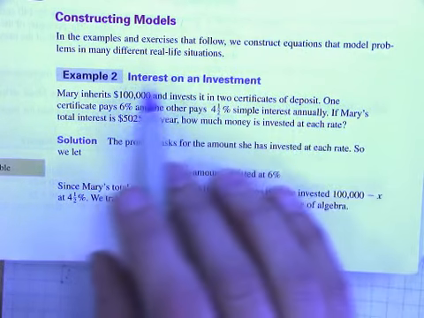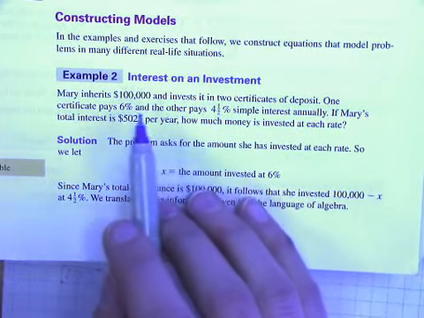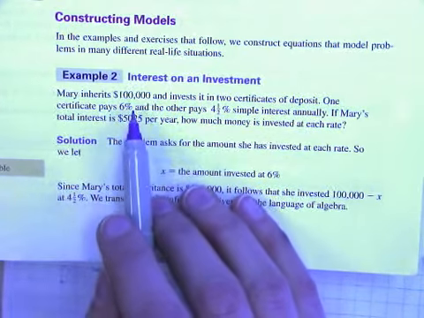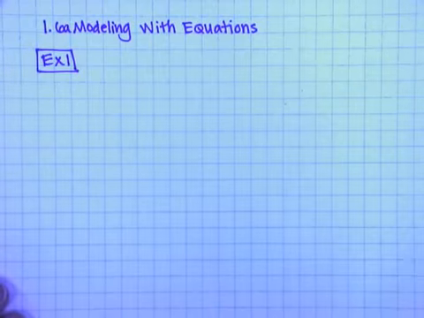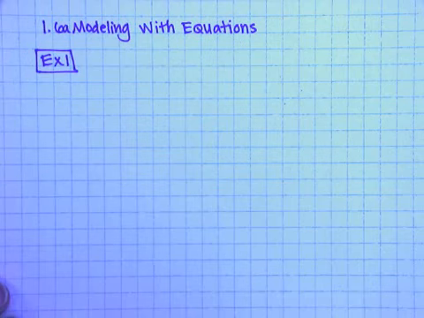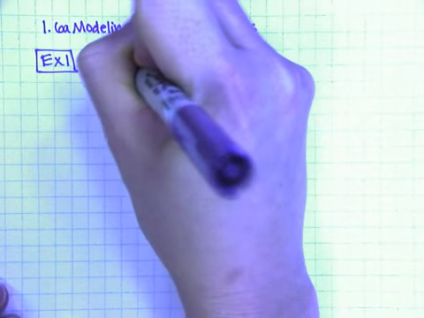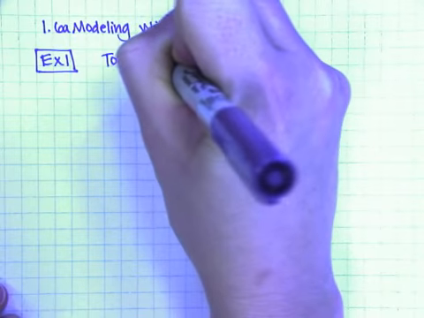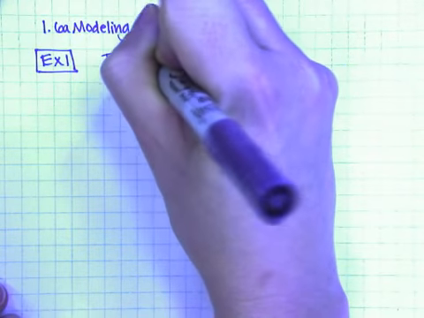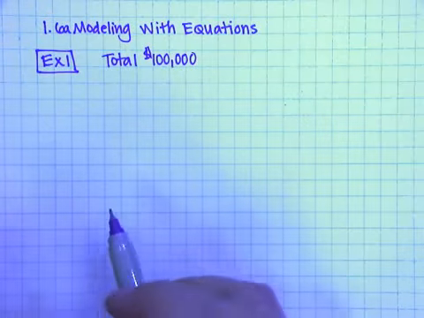When I look at a problem like this, the first thing I do is read it, and then write down on my paper the important information. Coming back to the notes, you don't have to write out the entire paragraph when you're doing problems out of the textbook, just what's important. So there's a total of $100,000. That's one thing that's important.